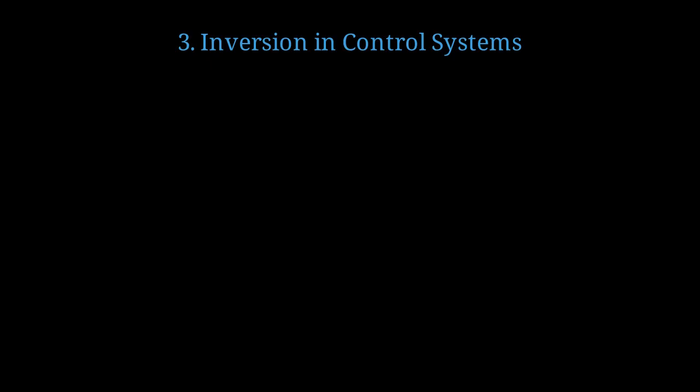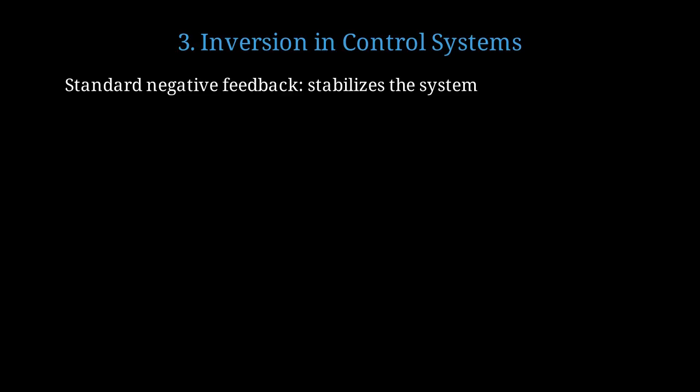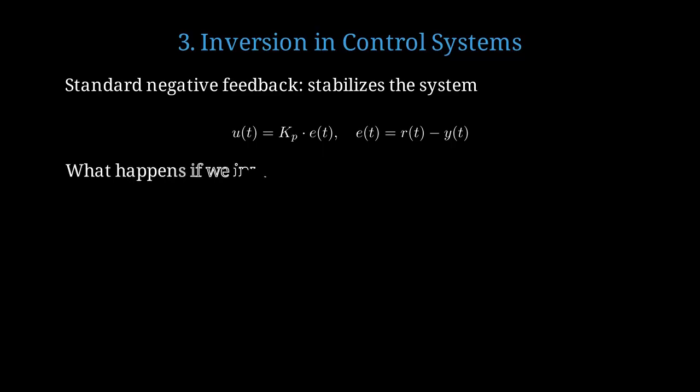Inversion is especially powerful in control systems, where we can flip feedback signs. In standard negative feedback control, we subtract the output from the desired value to create a stabilizing error signal. The control signal U equals the proportional gain Kp times the error E, where error equals reference R minus output Y.